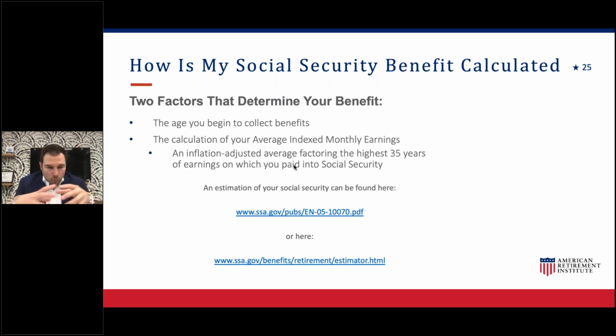The highest benefits we see are typically around 2,000 a month at 62, around 3,000 a month at full retirement age, and around 3,600 to 3,700 a month at age 70. Those are about the highest benefits that we see, and that would be for high income earners.